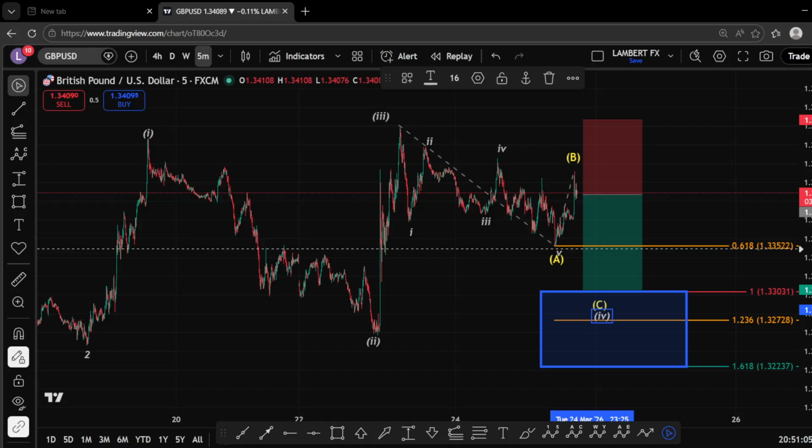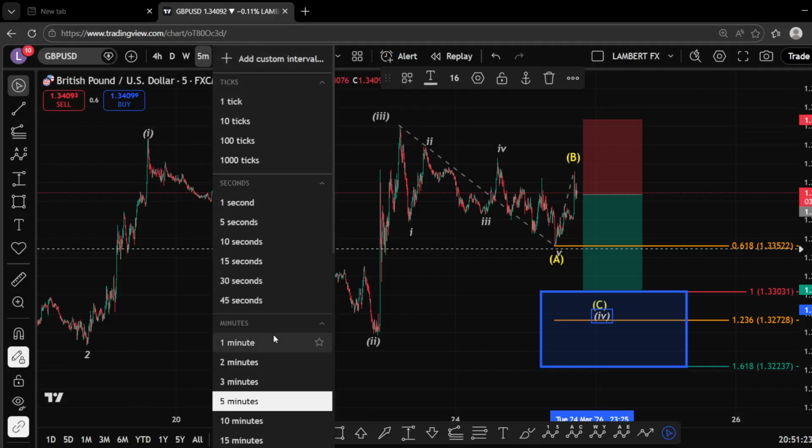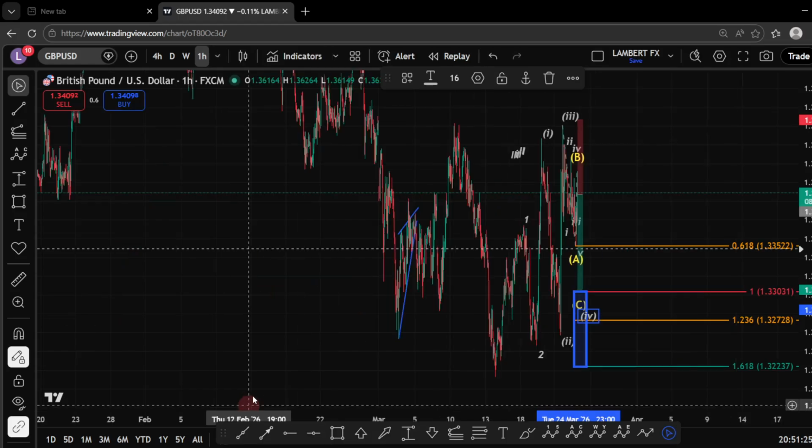Today is the 24th of March 2026 and it is 8:51 p.m. in the UK. So this is Elliott wave analysis on the GBPUSD. We are looking at the 5 minute time frame, but I'm just going to go to the 1 hour time frame to start my analysis from there.